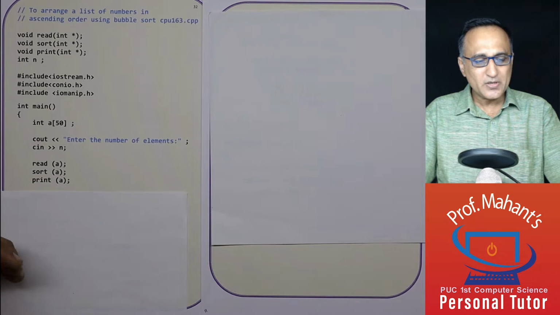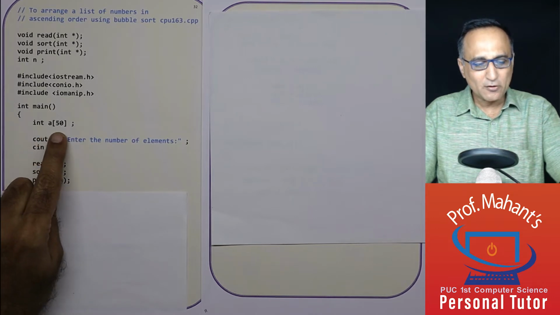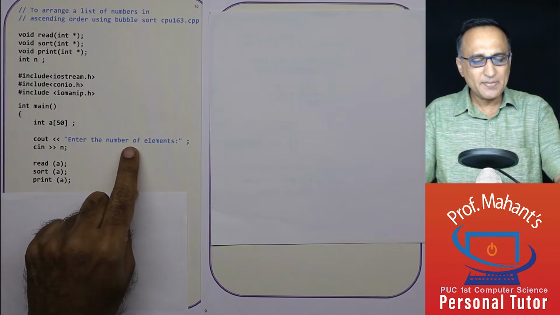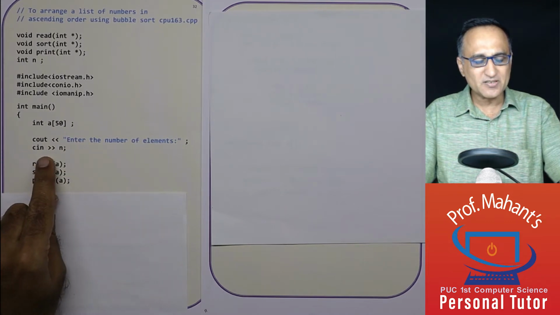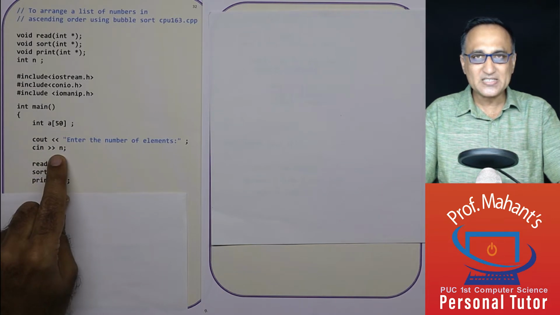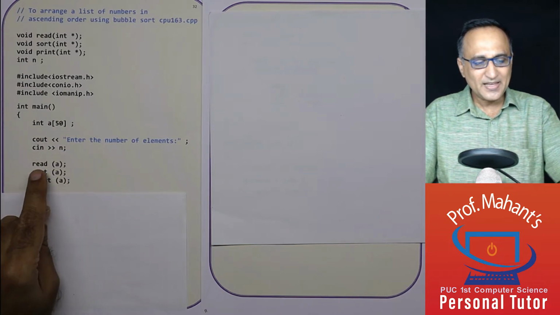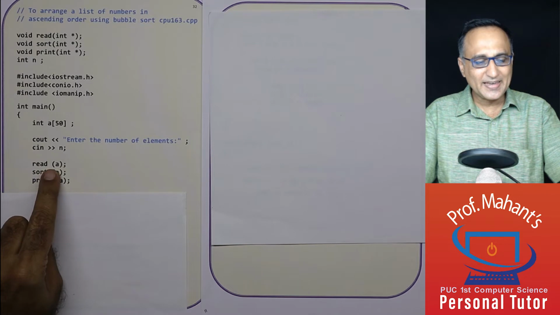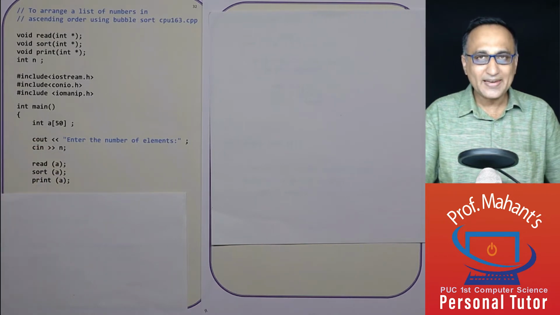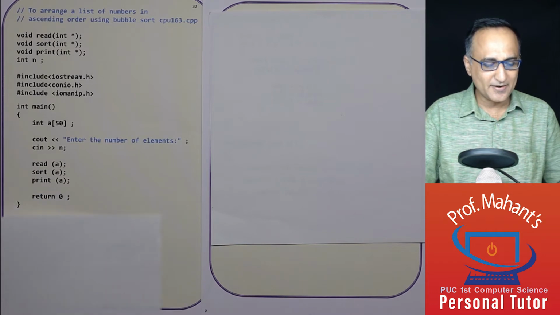So what I'm going to do here is, let us say I have an array A of 50. I am going to ask how many elements or numbers the user is interested to enter. Although the capacity is 50, the user may enter just 10 numbers. Then I have a function called read A. So I am passing the array A, and as I told you, arrays are passed by reference or address.